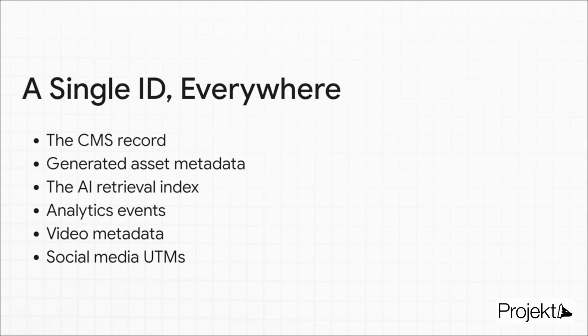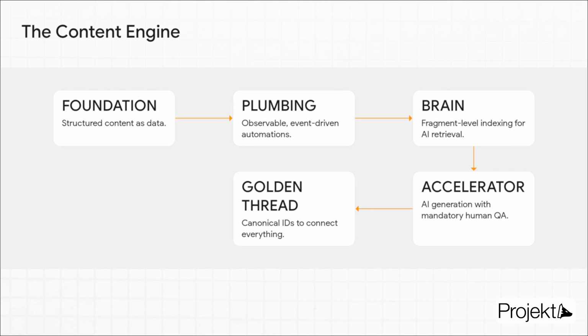Okay, that's the final piece. So let's step back and look at the whole thing, our completed engine. And there it is, a 5-part system, and every part works together. You start with the foundation of structured content. You use smart, observable plumbing to move it around. You build a brain for precise AI retrieval. You bring in an accelerator for AI-assisted creation, always with a human in the loop. And finally, you tie it all together with that golden thread of canonical IDs.